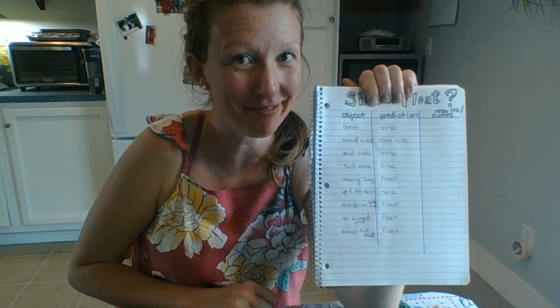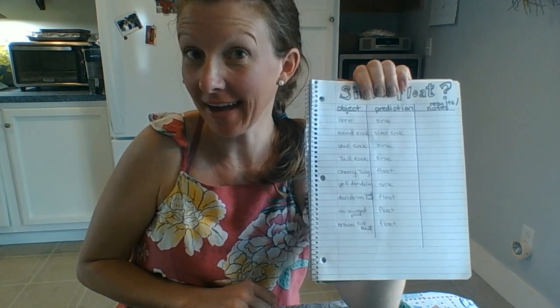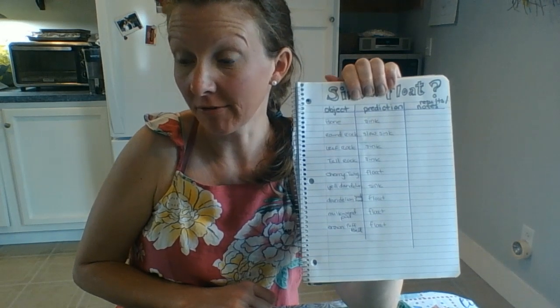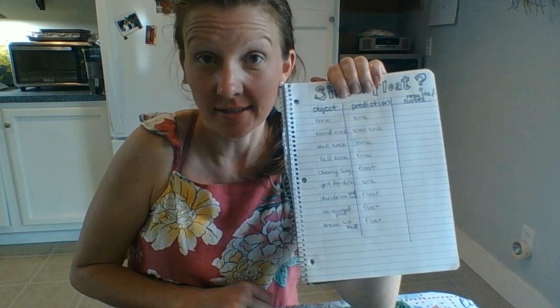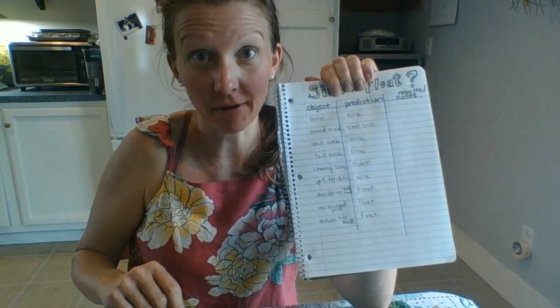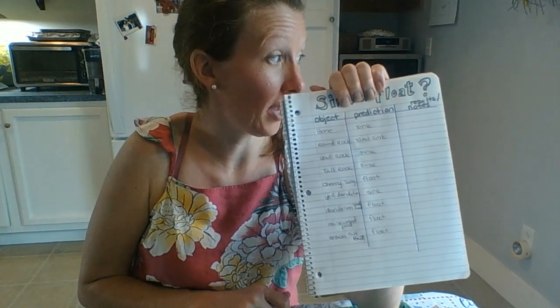Okay, once you have filled out your chart, you want to get a bowl or fill up your sink in your kitchen, something big enough that you can fit all of your objects into. Maybe you have a bucket and you could do this outside if it's nice out.